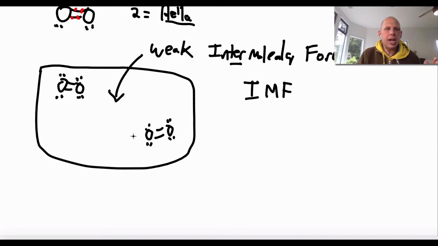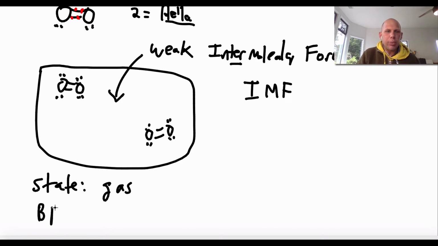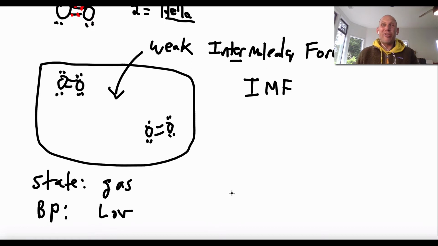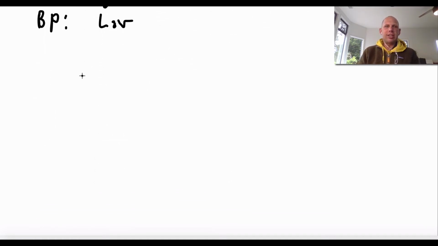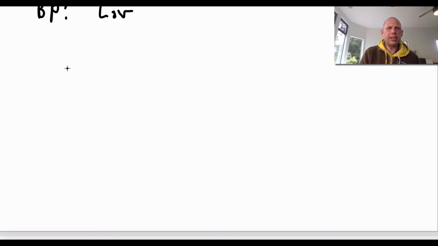So what are our predictions here? Well, what state would we predict this to be in? Well, the state of matter we'd predict this to be in is a gas because this molecule is going to want to expand to fill its container. What about its boiling point? Meaning, how hard is it to separate these from one another? Well, that's going to be really low. It's going to require very little heat to separate them from one another. But let's look at another example. Let's say we took an example like, let's go ahead and do carbon monoxide.